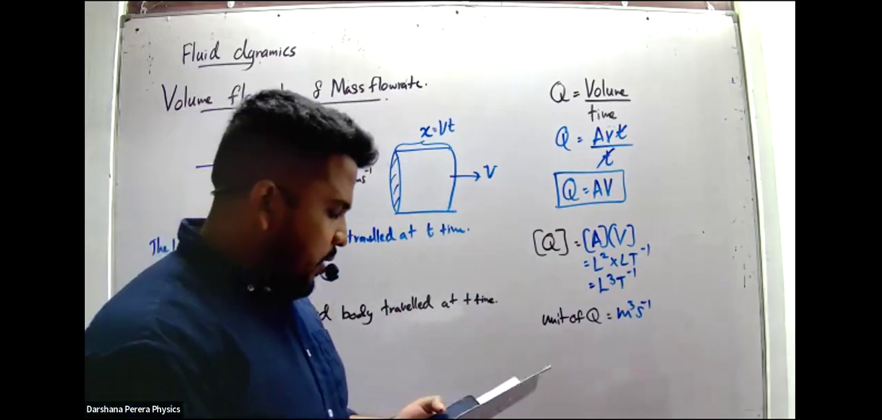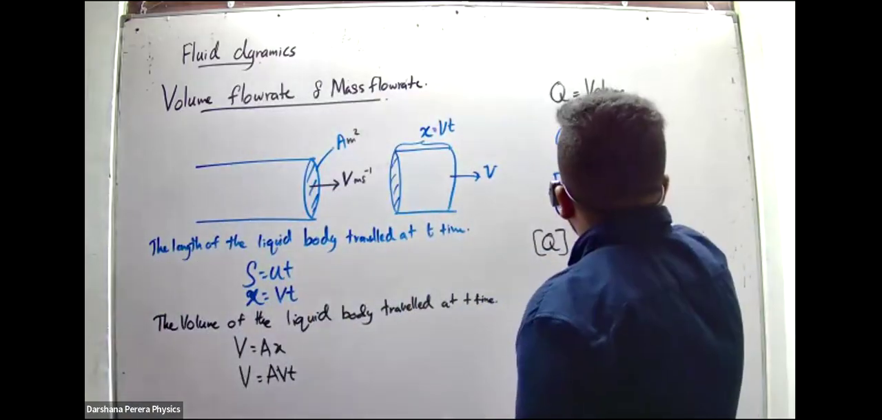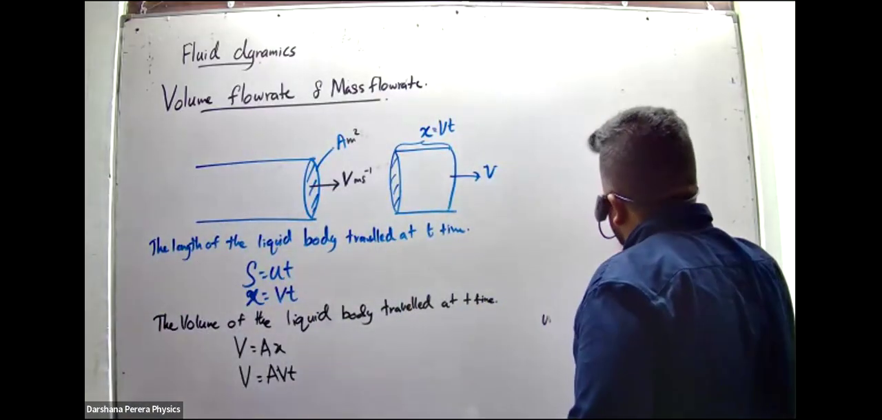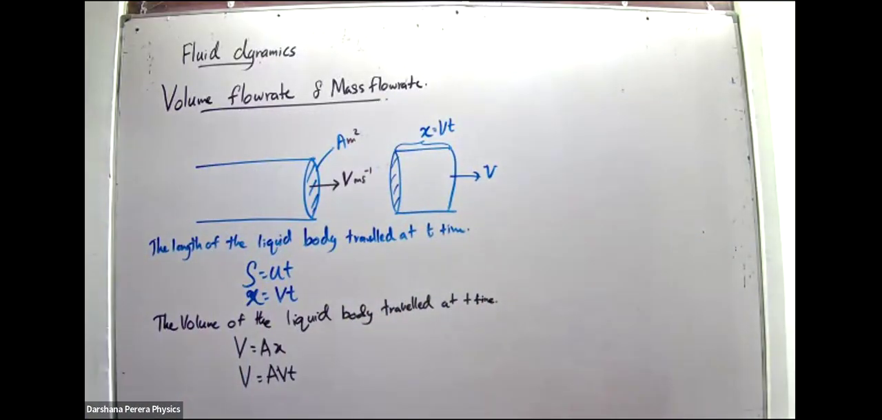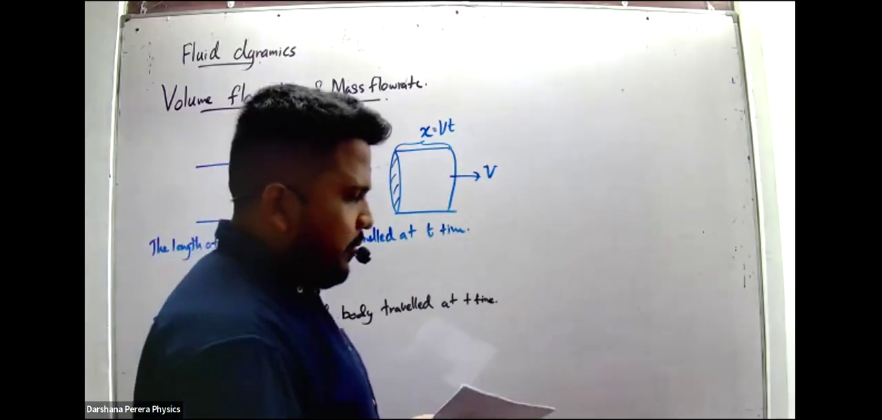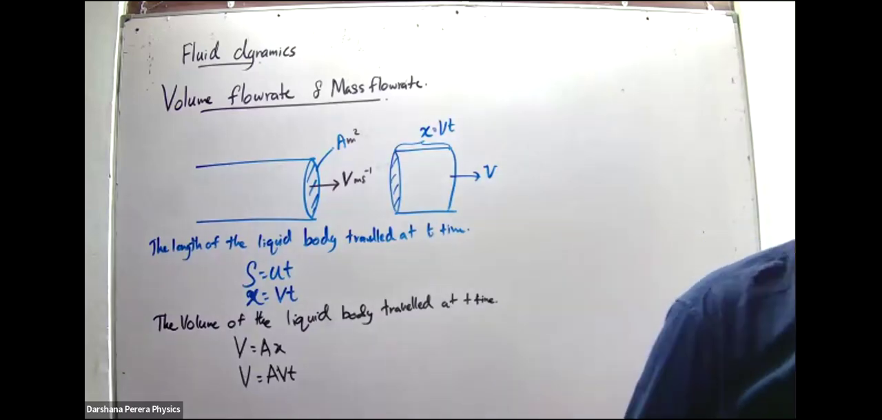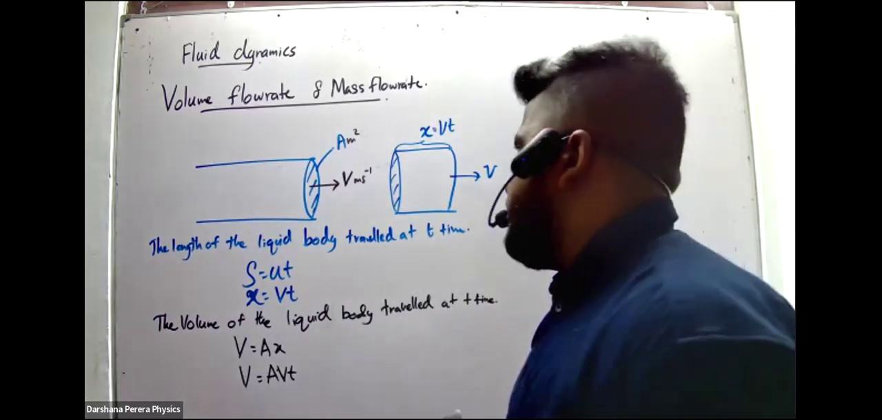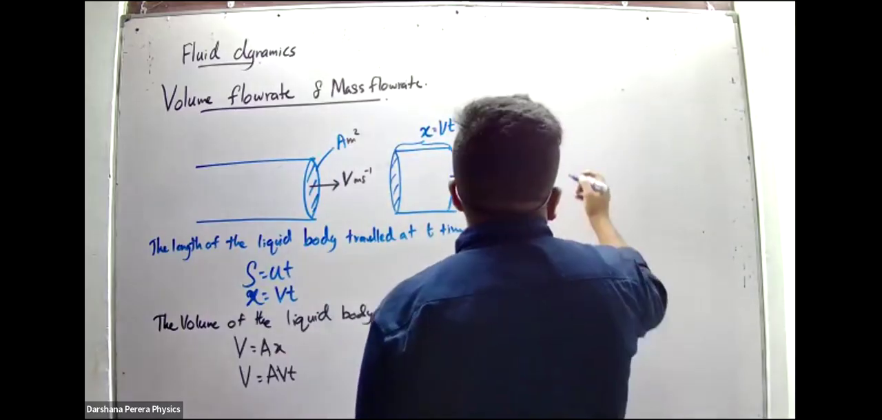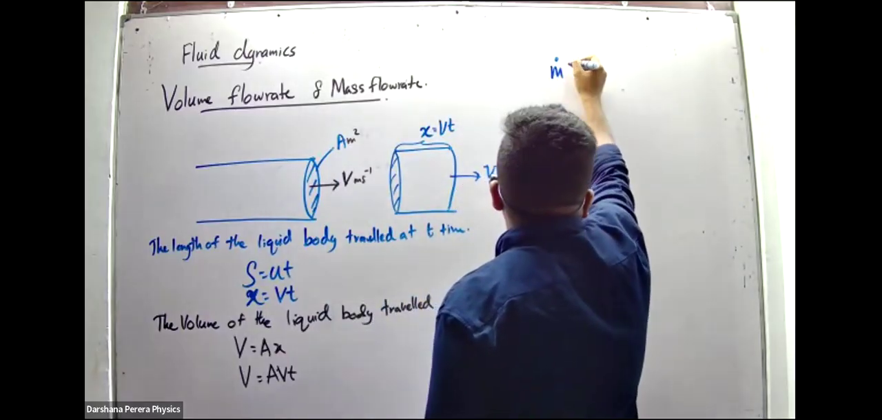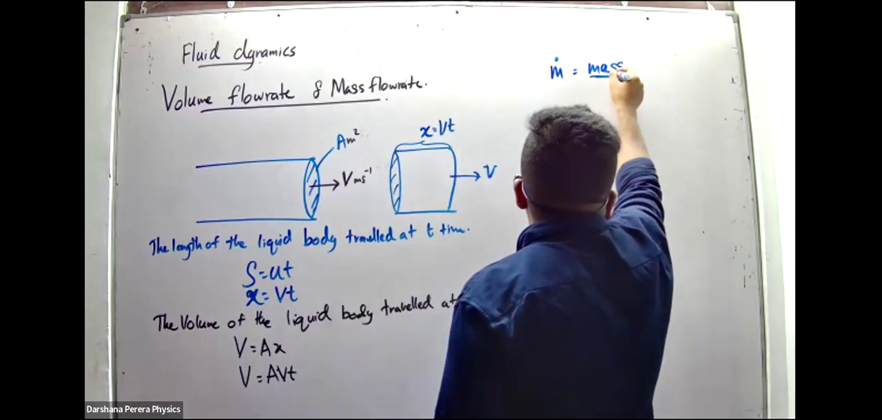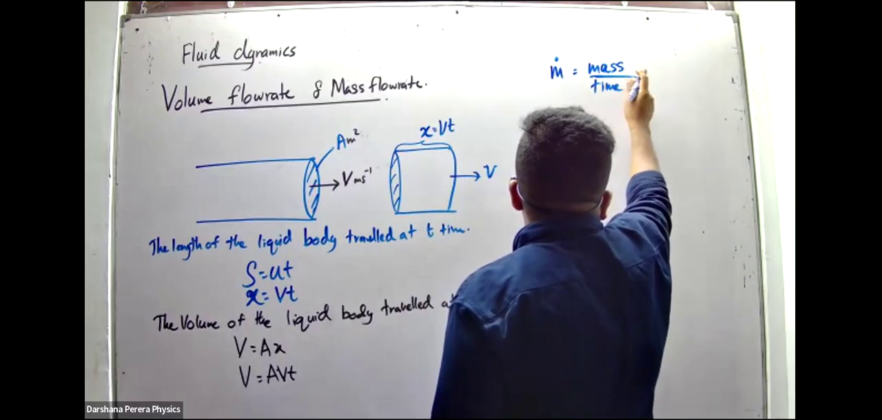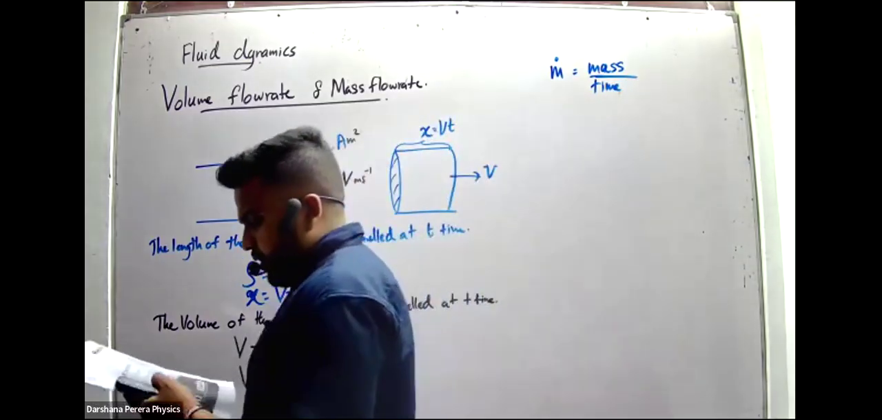Again, I take the mass flow rate. Write down: the mass of the fluid passing through per unit time is called mass flow rate.